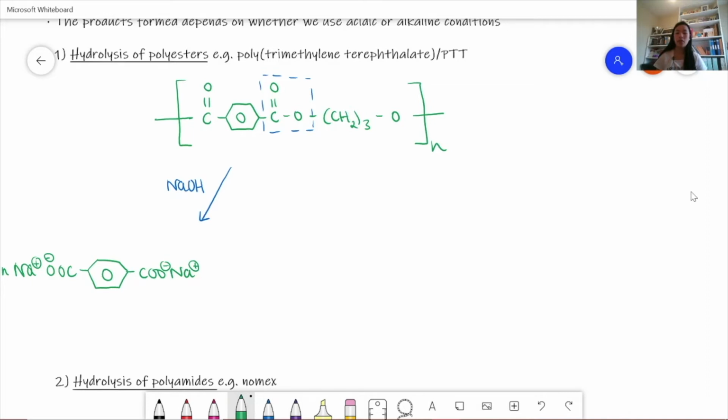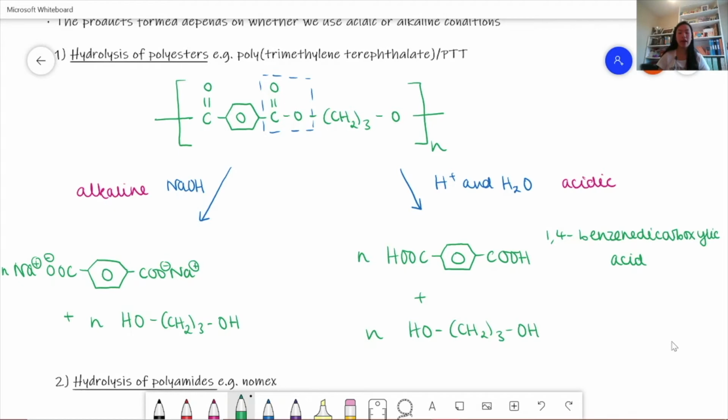And so we then form the diol. So we have N amounts of the diol, so HO and then CH2 3OH. But when we hydrolyze with H+, so how we name this is we first name the CH2 group first. So we have 3 carbons, so it's propane. So we have propane, and then we put the numbers in. So we have propane 1,3-diol.